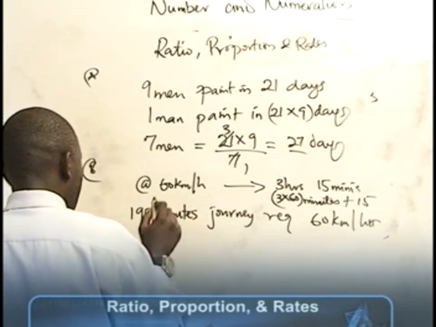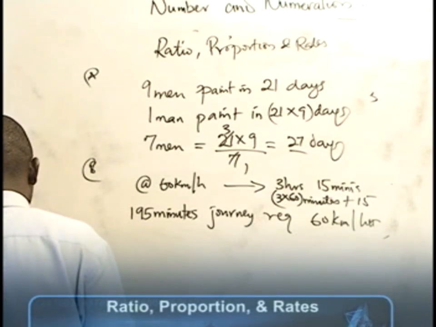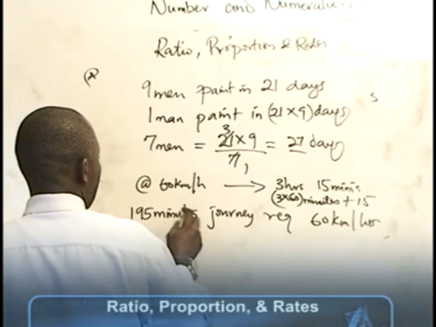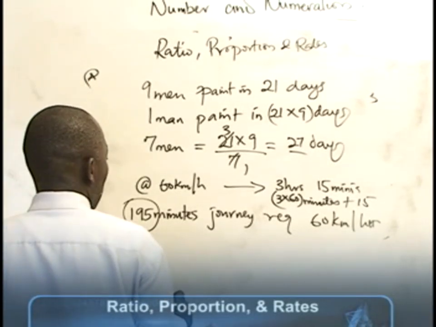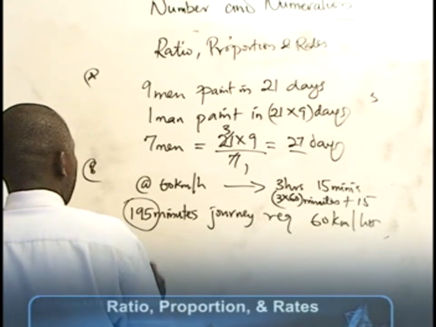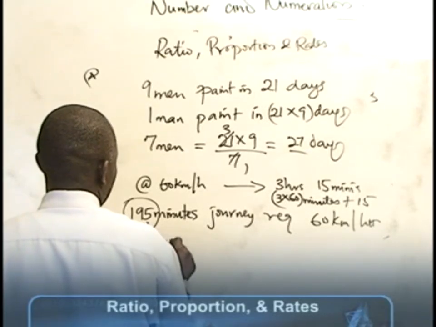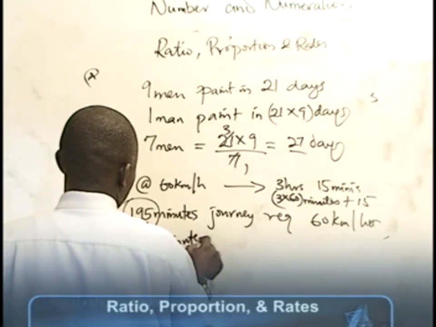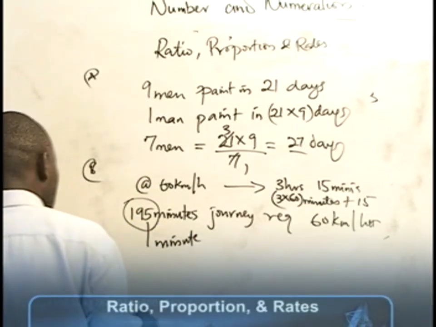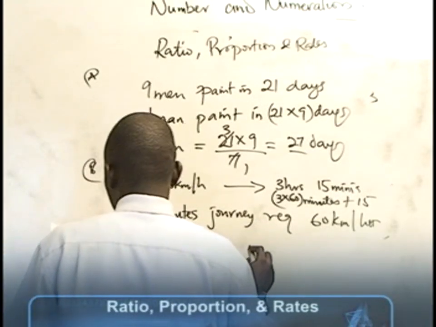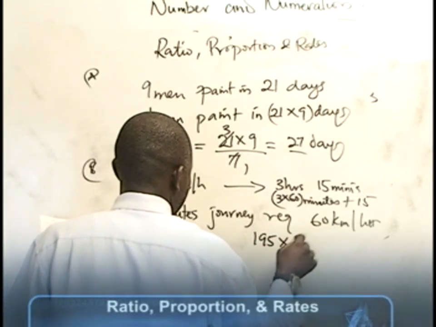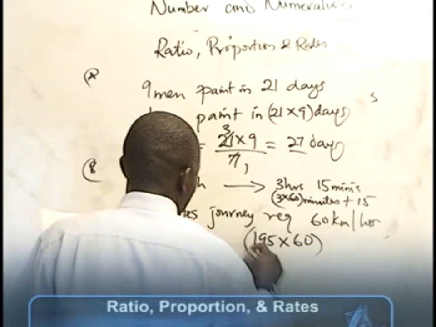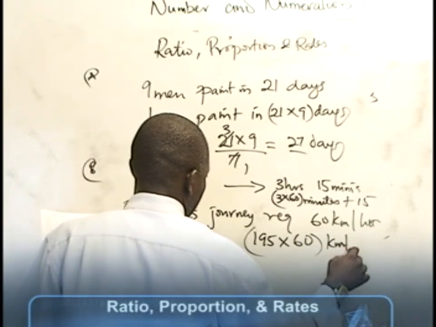If somebody will achieve the same journey that took someone 195 minutes to accomplish, if he wants to get that in 1 minute, that means he wants to use the fastest jets in the world, he will need the speed of 195 times 60. He will have to travel at this speed.